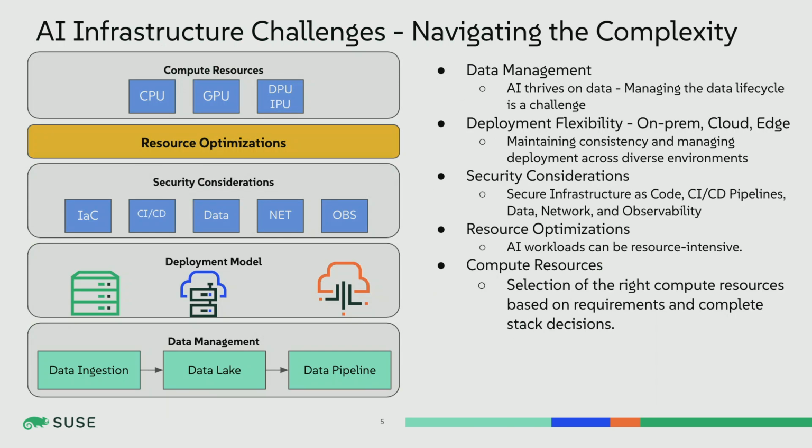So let's talk about navigating the complexity. Normally with these diagrams, I'm going to start from the bottom up. The bottom layer is data management. As I said before, your data strategy will drive your AI strategy. AI thrives on data, and managing the entire data lifecycle from ingestion and preprocessing to storage, versioning, and security is a major challenge, and you're going to have to plan for that. For example, training a model on a massive data set requires efficient data pipelines that can handle the volume and the velocity of the data that you're ingesting. You have to ensure data quality, and security is paramount, again because of the value of your data.